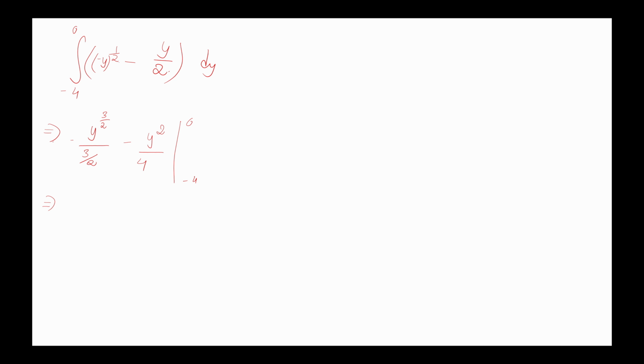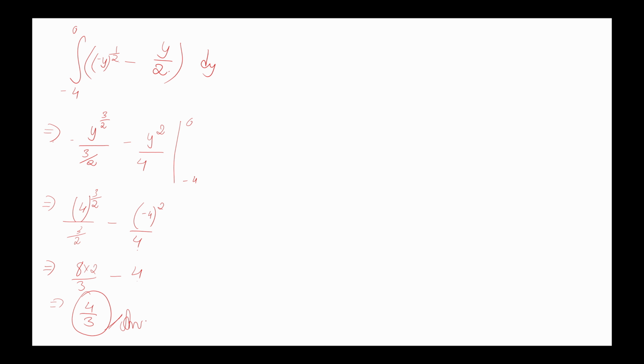Everything gets cancelled out because y becomes 0, so our entire term becomes 0. And all of these terms would become positive since we are going to subtract it from minus 4, so this thing would become minus minus plus 4 to the power 3 by 2 upon 3 by 2 minus, here we would have minus 4 square by 4. So from here what do we get? For 4 to the power 3 by 2, this would become 8. Sorry, this is 3 by 2 here. 8 into 2 by 3, and minus, here we would be left with 16. 16 by 4 would give us 4. So from here we can say this is 16 by 3 minus 4, which is 4 by 3.